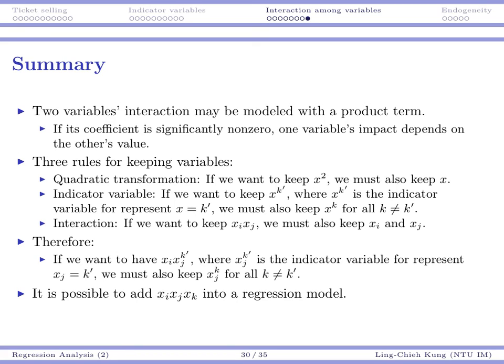Finally, it's possible to add the product of 3 variables or even 4 variables into a regression model. That's possible. But you need to have a reason to tell us that the impact of x_i on the y variable depends on the product of x_j and x_k, something like that. If you have a story like that, you probably want to add this interaction term. But of course, it's a rare situation.